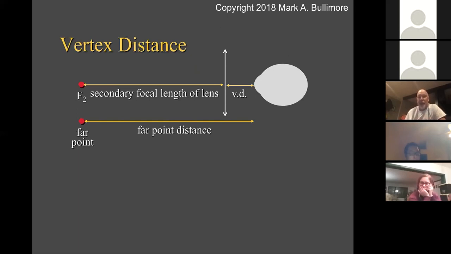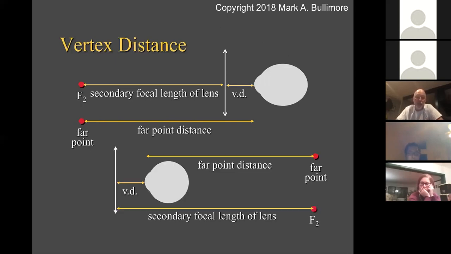So if you look at these distances, these are the three distances that we need to make sure align. Looking at a myope here, you can see that the secondary focal length of the lens is shorter than the far point distance. 1 over the far point distance would be the contact lens prescription. 1 over the secondary focal length of a spectacle lens would be the spectacle prescription. Since the focal length of the myope is shorter, the spectacle prescription will be higher, or more negative, and the contact lens will be more positive. You can do the same for a hyperope as well.